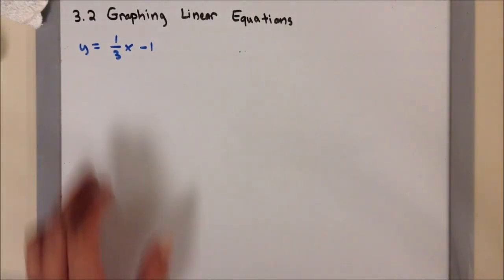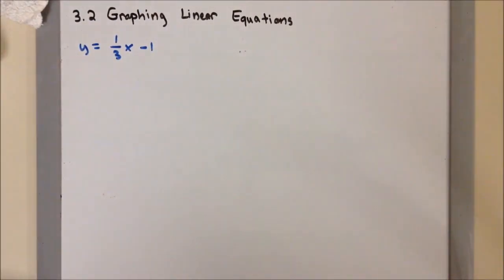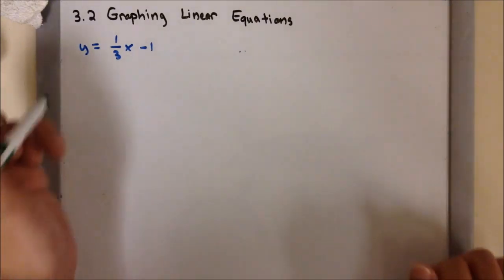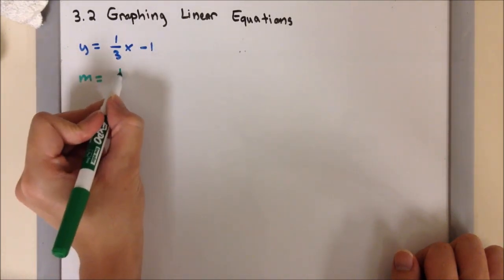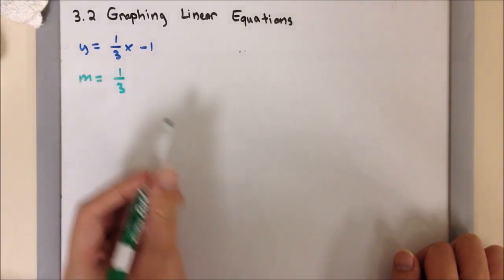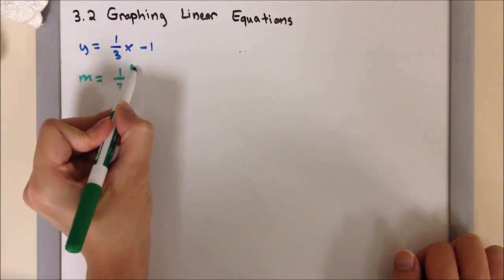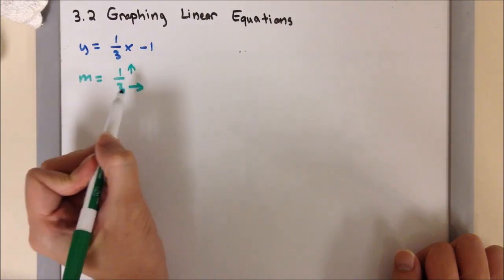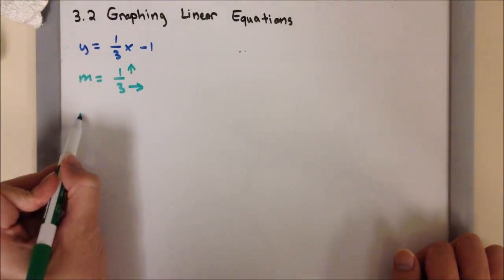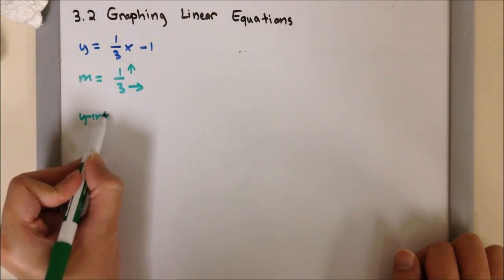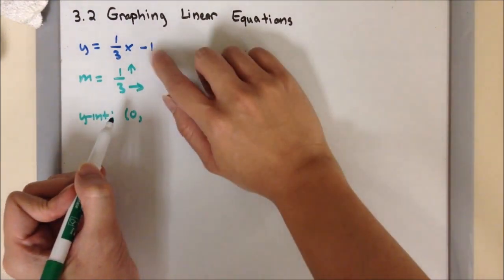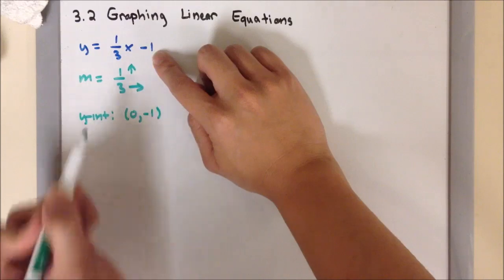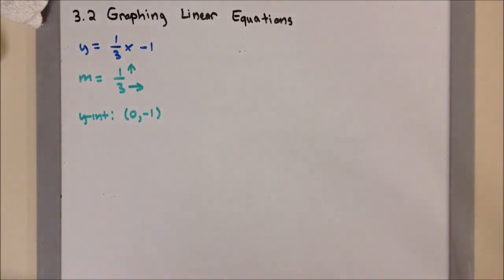Example 2, we have y equals 1/3 x minus 1. So again, we're going to identify our slope. So our slope is m equal to positive 1/3. Since it's positive, my numerator will tell me to go up, and my denominator will tell me to go to the right. My y-intercept will be (0, -1), the number by itself. So there goes my y-intercept.